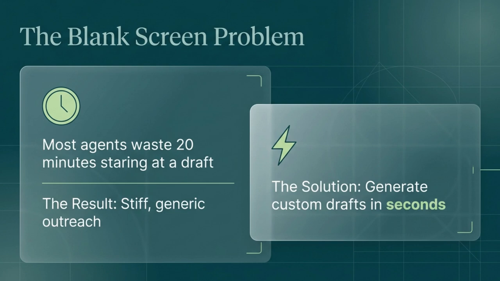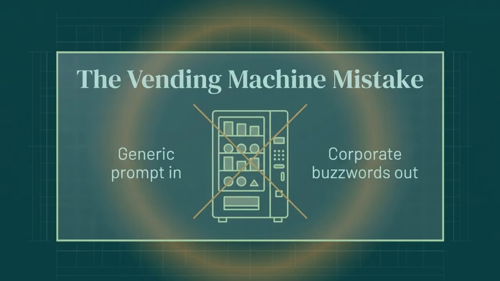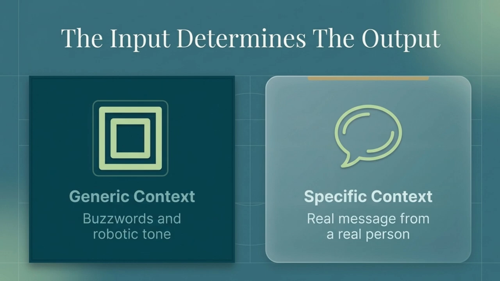This video shows you how to use AI to get past that blank page in seconds and produce outreach that actually sounds like you. The biggest mistake agents make with AI is using it like a vending machine. They type something like, "Write me a marketing email for Medicare." And what they get back is a corporate-sounding paragraph full of buzzwords that no real person would ever send. The problem is not the tool. The problem is the prompt.